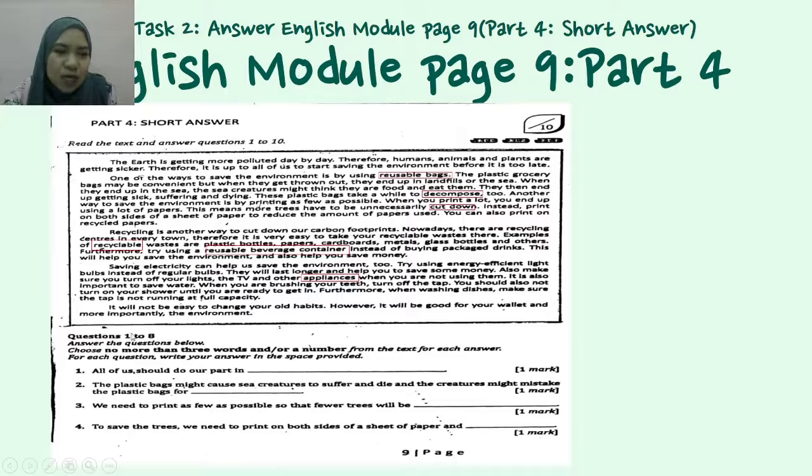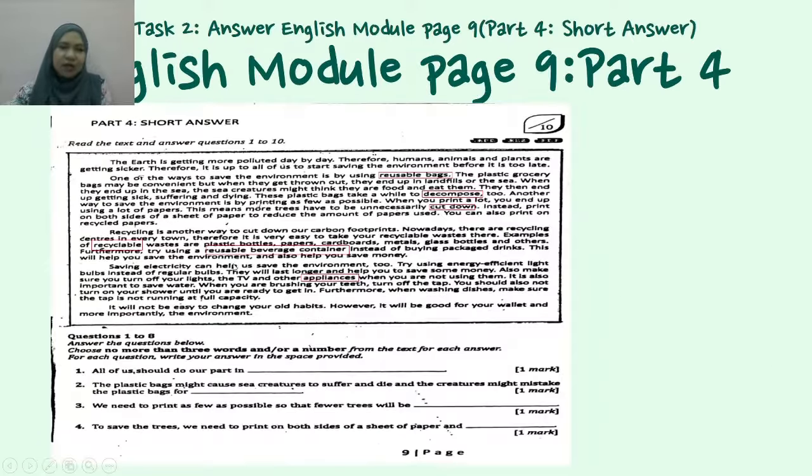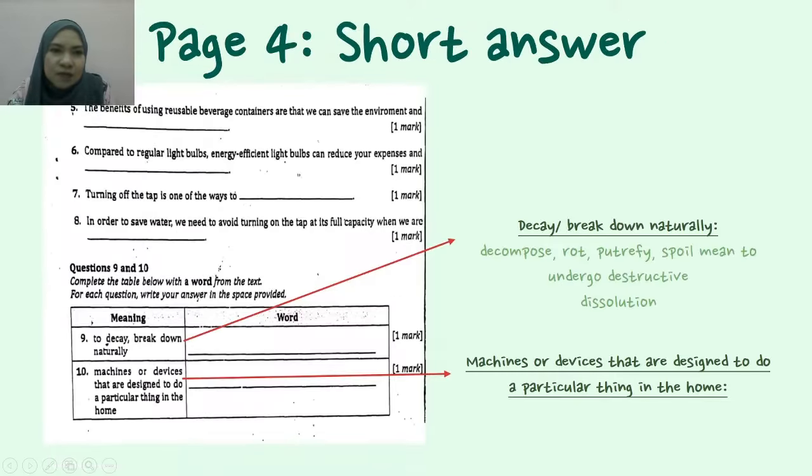So question 1 to 8. There are 2 parts for this question, 1 to 8, and also 9 and 10. Look at 1 to 8. Choose no more than 3 words or a number. So in each blank, you should only fill in with no more than 3 words. If you write more than 3 words, your answers are wrong. Number 1, 2, 3, 4, 5, 6, 7, and 8. Please answer all these questions.